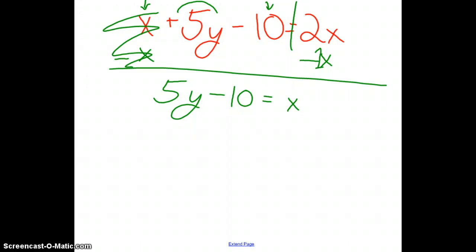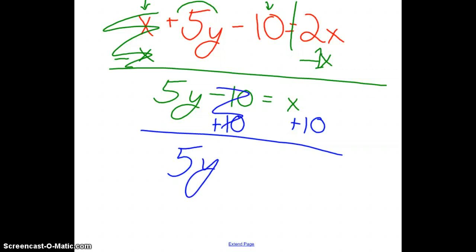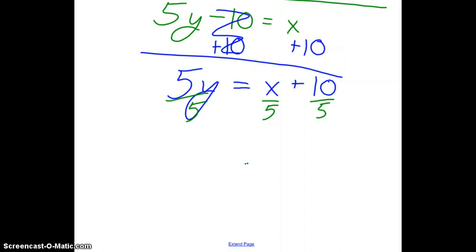All right, now I've got to get rid of my 10. So I'm going to add it because that's the opposite. And I've got 5y, then my 10s cancel, equals x plus 10. The last step is to divide by 5 and get y alone. Divide by 5. All right, now when I divided by 5 with my y, it cancels. Here I've got x over 5 plus 10 over 5 is 2.